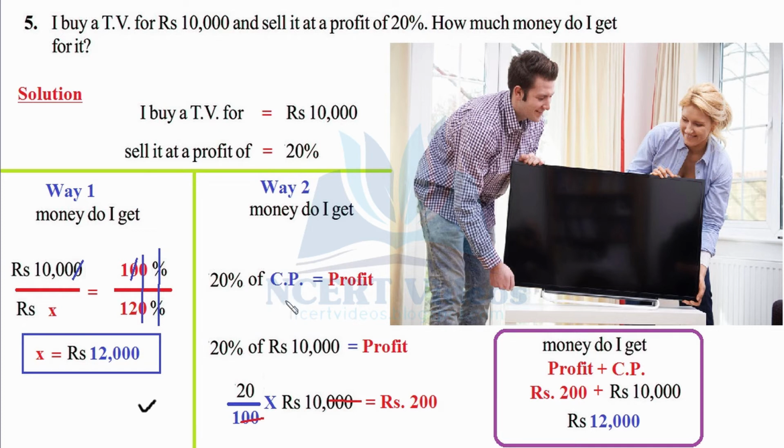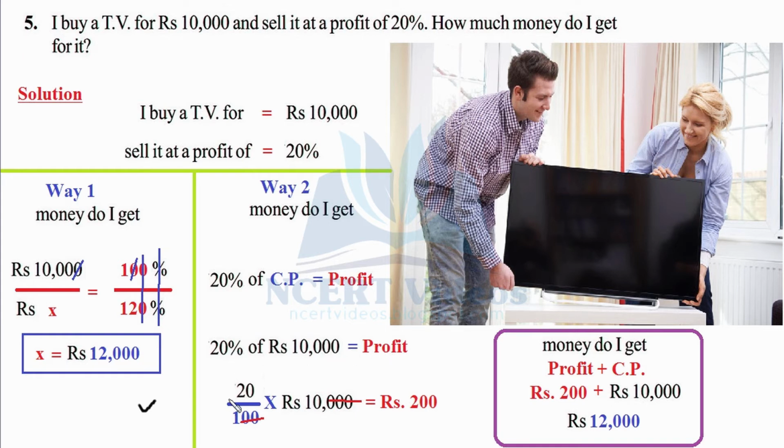So 20% of CP, that is what will be your profit. Profit is always calculated on cost price. That is the initial value that we have told you several times. 20% of that CP, of that actual price, is your profit. Now CP is 10,000 because I bought the television for 10,000. That will give me my profit.